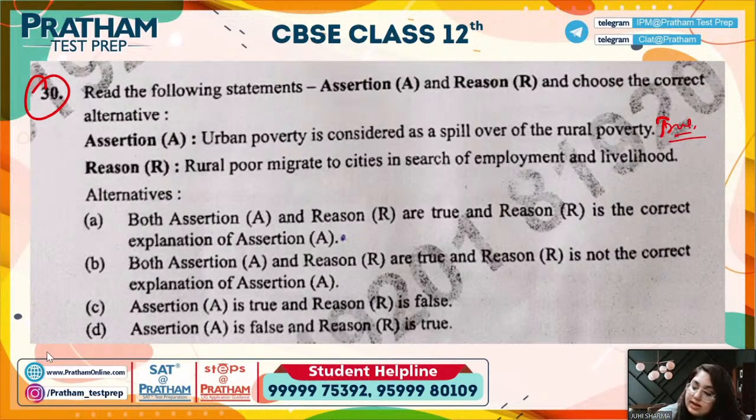So both the reason and assertion are true, and the reason given is actually the correct reason for the assertion. So for question number 30, option A is correct: both assertion and reason are true, and the reason is the correct explanation of the assertion. I would say this is again an easy question, and you could easily have done it, right?